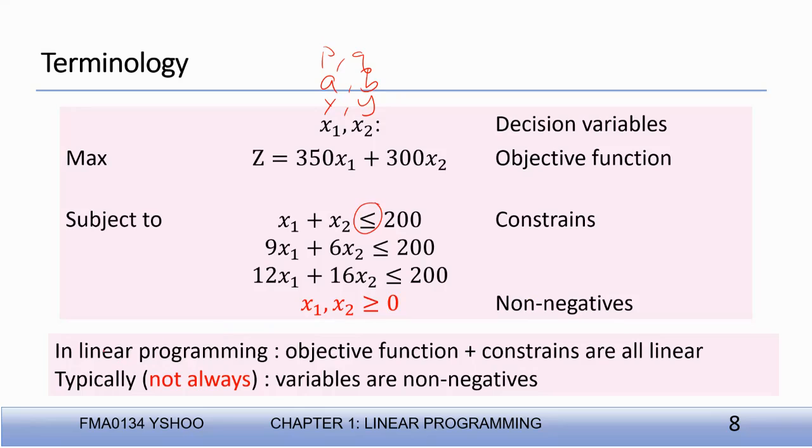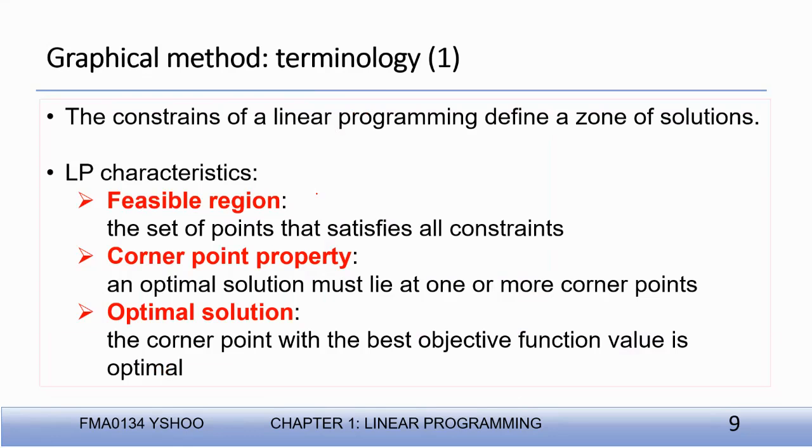In linear programming, the objective function and the constraints are all linear. If you see over here, it's only two variables and everything is linear. If there is a power of 2 or an xy term, it is not called linear.